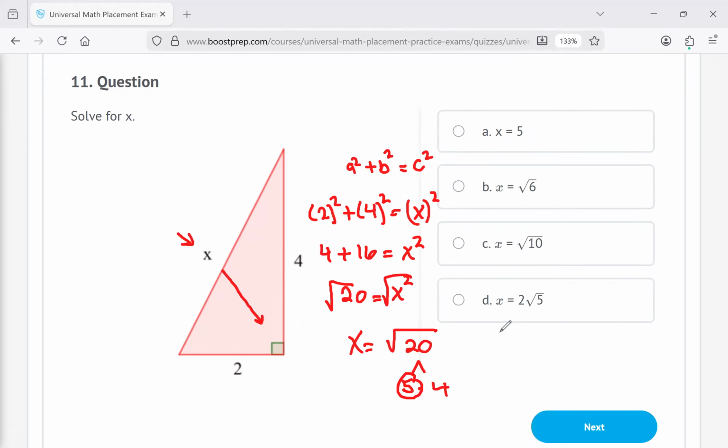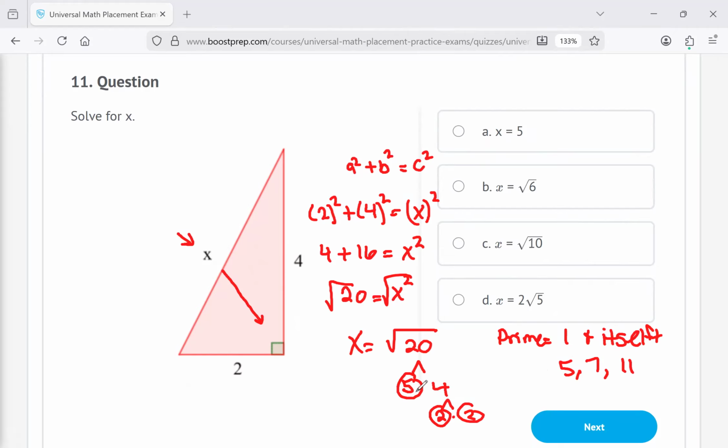So 5 is prime. What is a prime number? It's basically a number that can only be multiplied by 1 and itself, right? 5 is prime, 7 is prime, 11 is prime. All these numbers can only be multiplied by 1 and themselves. 4 is not prime. It can be broken down as 2 and 2.